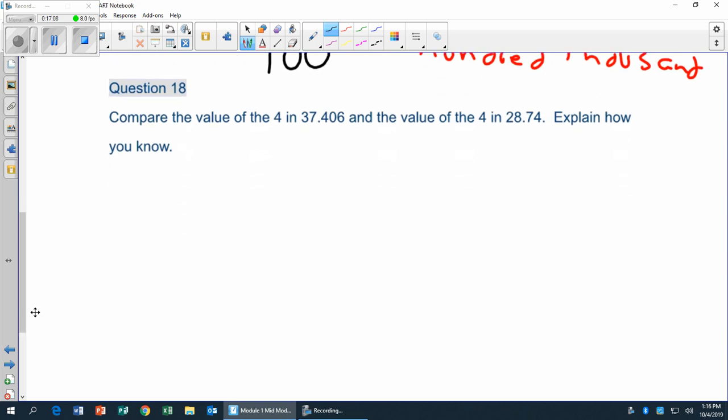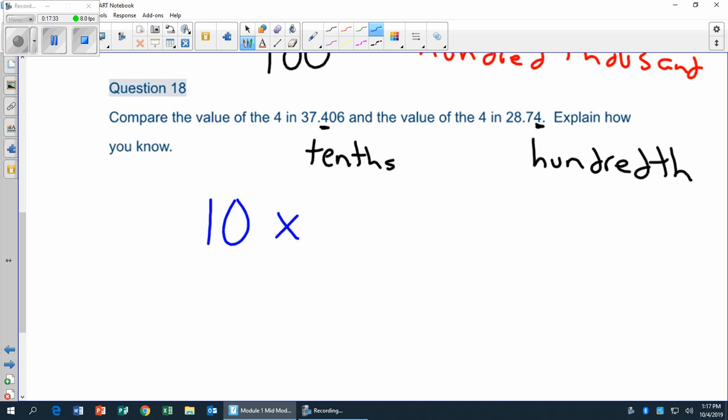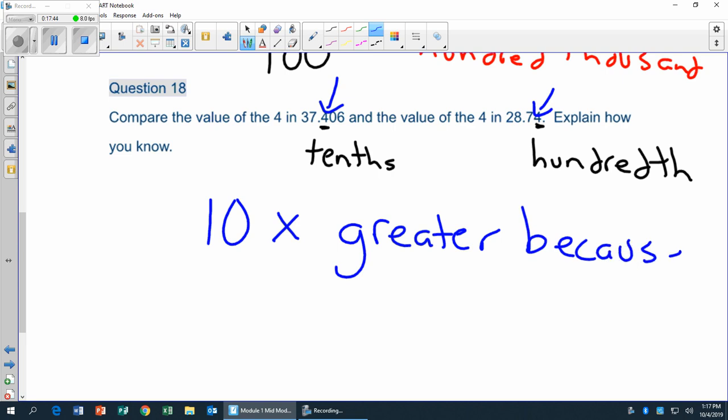Compare the value of the 4 in this number, which is the tenths, to the value of the 4 in this number. That decimal at the end is actually a period, is hundredths. So the value of the 4 in the first number is the tenths compared to the value of the 4. This one is 10 times greater because this is in a larger place value, 1 spot over. 10 times greater because it is 1 place value larger.